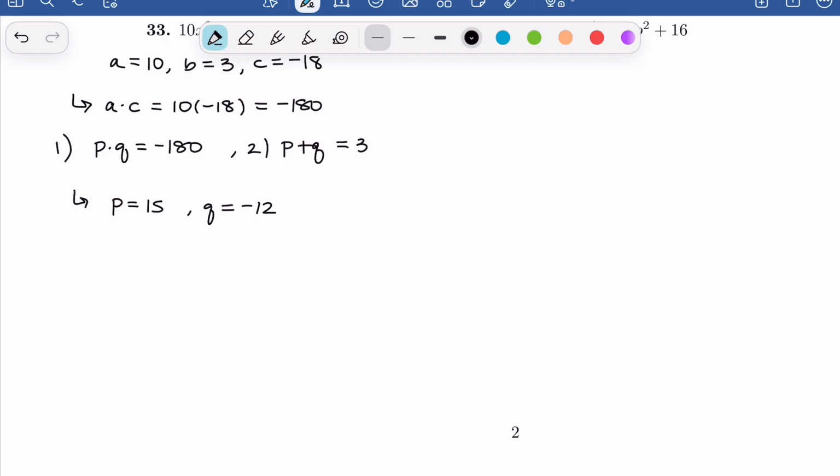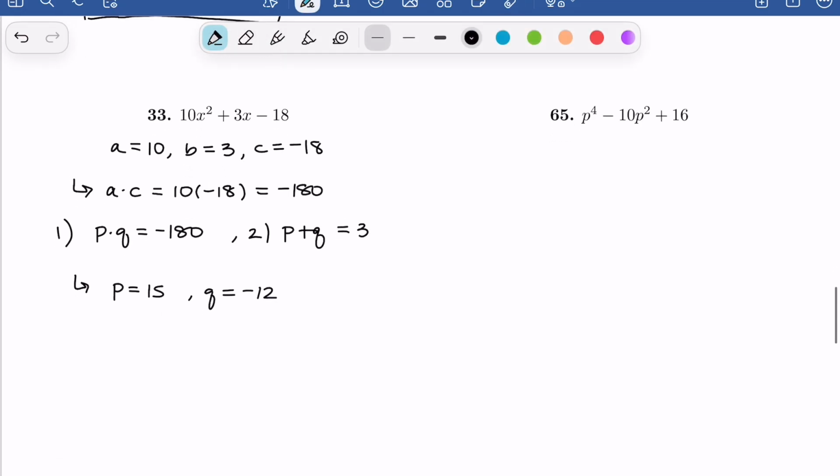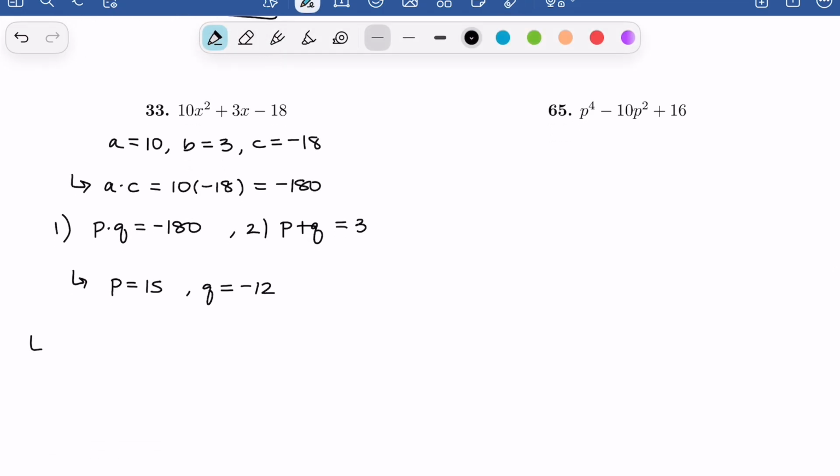All right. Now, what we're going to do in this case is, again, we have that our coefficient of our second degree term is not 1. So what we're going to do is use these values for P and Q and split up our middle value into two different terms so that we can then factor by grouping. So that's the whole idea here for this method. So let's go ahead and do this here.